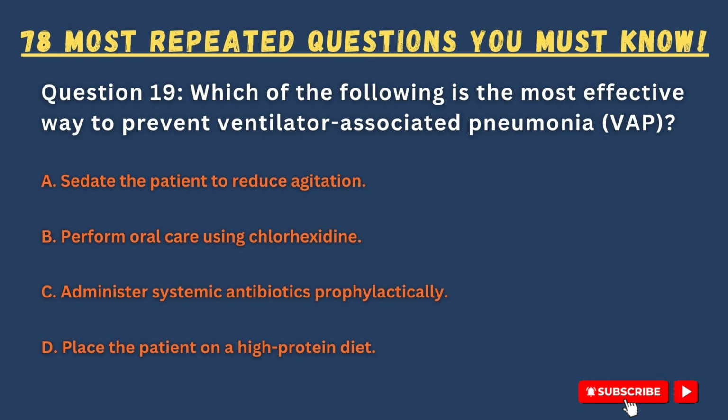Question 19. Which of the following is the most effective way to prevent ventilator-associated pneumonia, VAP? A. Sedate the patient to reduce agitation. B. Perform oral care using chlorhexidine. C. Administer systemic antibiotics prophylactically. D. Place the patient on a high-protein diet.